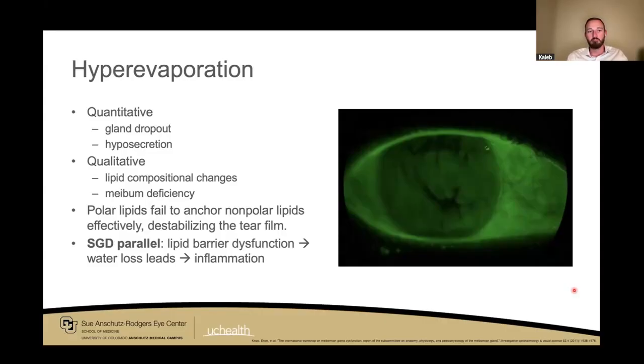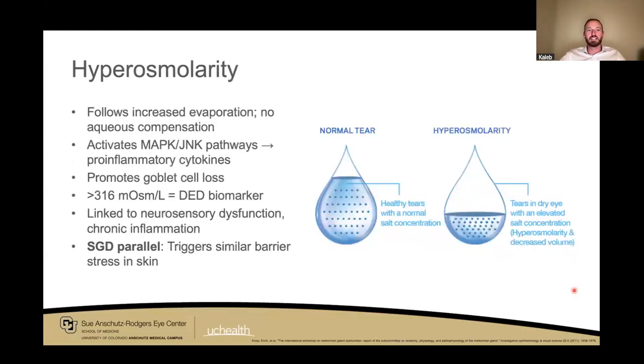You can essentially become meibum deficient, which is not a term that anyone uses, but it's really what's happening in these cases. And then if you're not getting those polar lipids that are supposed to be in the meibum, you don't have the polar lipids to anchor to the non-polar lipids that helps stabilize that tear film. So you can start to get changes in the composition of that meibum. The sebaceous gland dysfunction, the SGD, parallel to this, is if you get lipid barrier dysfunction, then you get water loss and you get inflammation of the skin.